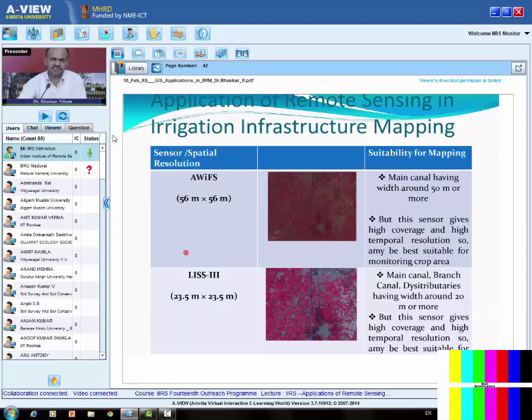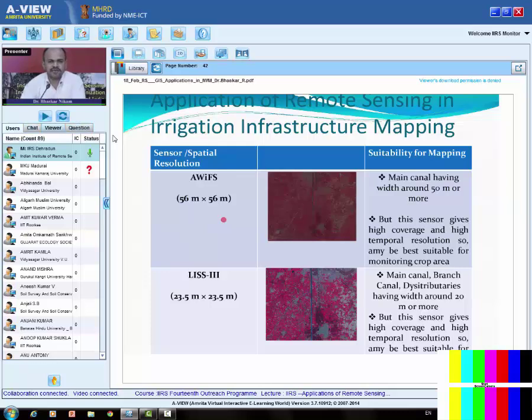Now if I am interested in mapping my main canal, or if I am interested in mapping my crops, I should go for coarse resolution data, which will give me more repeatability, because crop is a dynamic, temporally varying feature. So I cannot acquire one image and say that I can map the crop type, because crop will vary, its phenology will vary. To map that phenology, I need temporal remote sensing data. So I will focus on AWiFS.